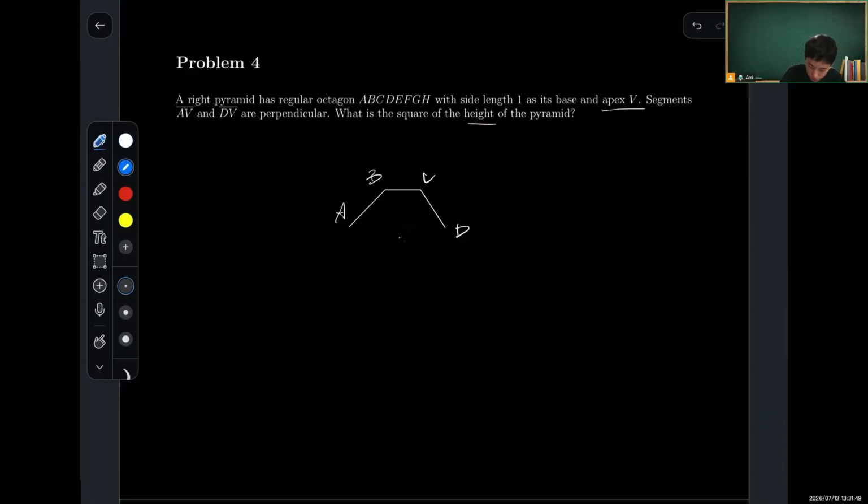Again, let the blue point be the center, let the yellow point be A, and let the apex be the red point. So in this case, we have this. First, let's find the distance between the yellow point and the blue point, and we can use some basic trigonometry here. This is 45 degrees, despite my drawing being pretty bad, because 360 divided by 8 is 45 degrees.